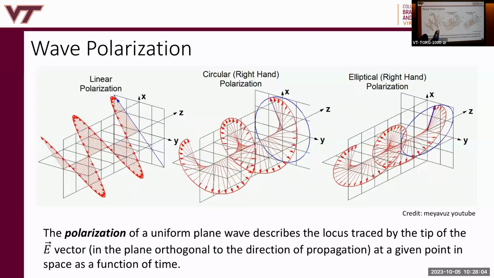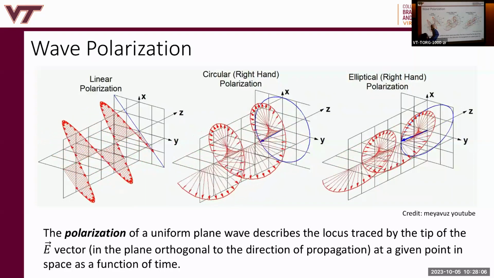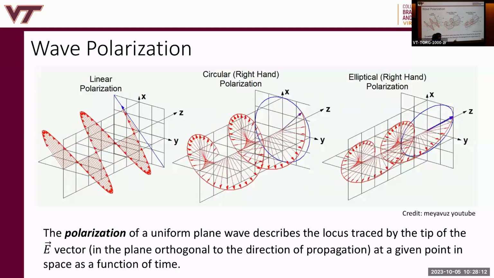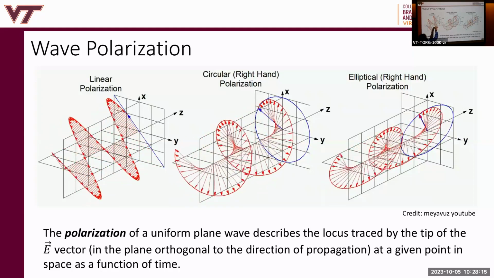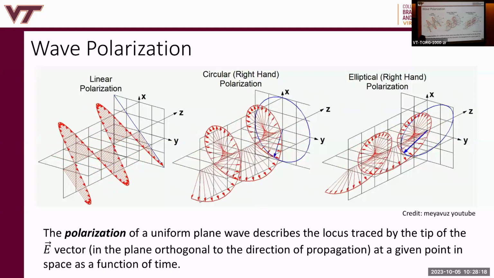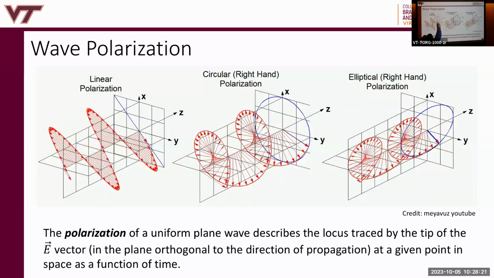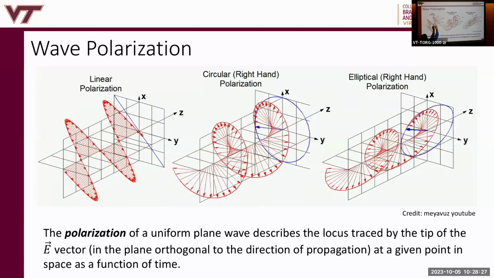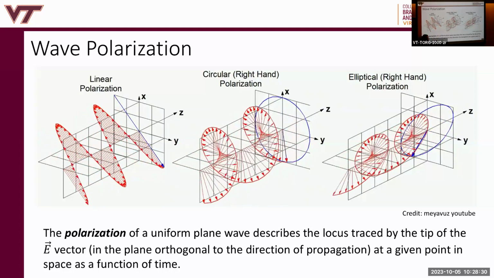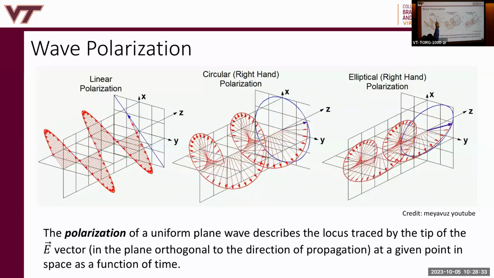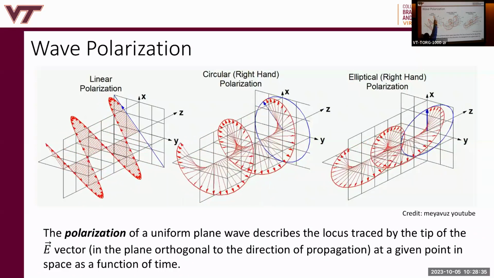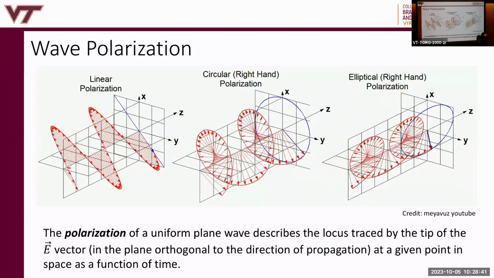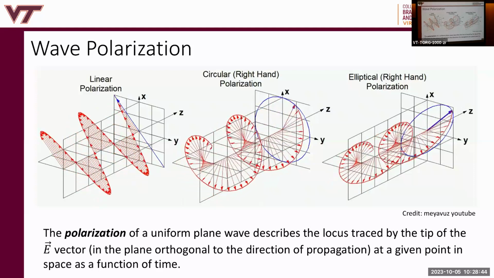For the plane wave, we look at a plane. The plane wave is traveling in the z direction. We look at a plane orthogonal to the direction of propagation, which is the xy plane. Then we calculate the locus of the tip of the electric field vector in that plane as a function of time. The locus is the curve in that plane. So the electric field vector as a function of time in this plane at this point is forming a line. That is linear polarization.